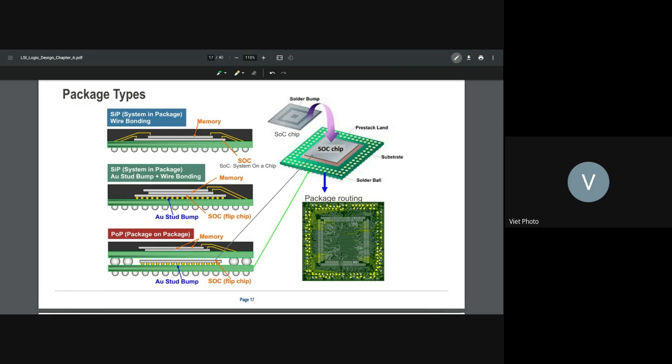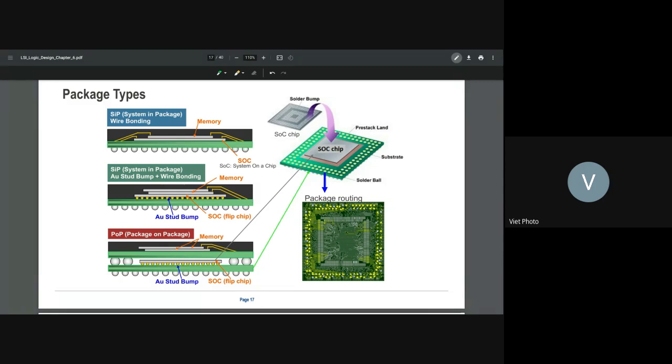We talked about that a little bit earlier. SiP is system in package. You see that you have this package with the bond pins here. You have the memory here, you have the SoC chip here, and they are connected. You have the system in the same package. They call it system in package.